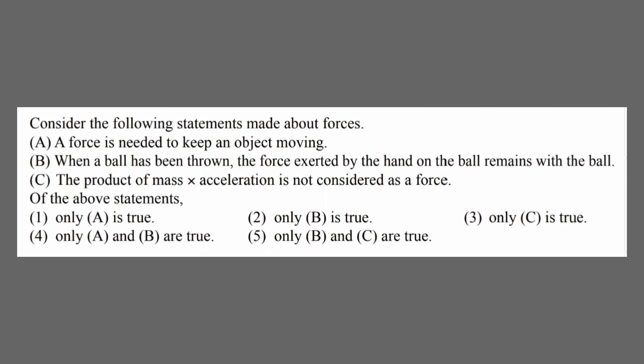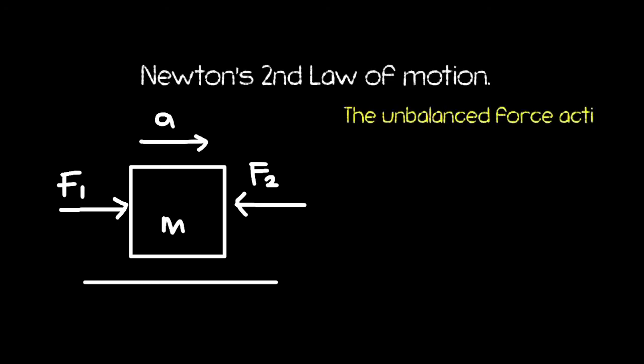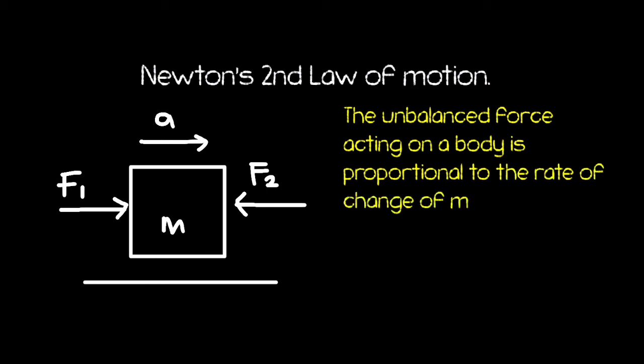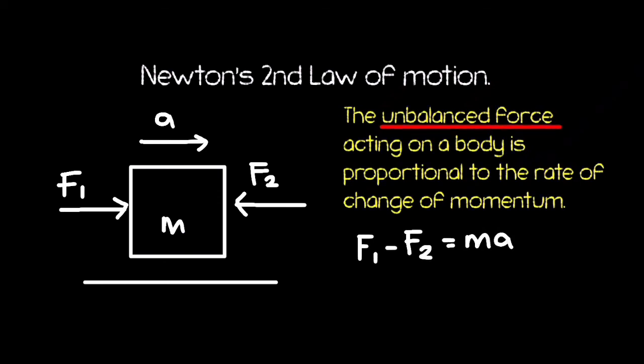That is wrong. What about statement C? The product of mass into acceleration is not considered as a force. Let us see. What is Newton's second law of motion? It says that the unbalanced force acting on a body is proportional to the rate of change of momentum. Underline the unbalanced force. So it is the resultant force that is proportional to mass into acceleration. For example, if F1 and F2 are equal, we will have resultant force as 0, therefore mass into acceleration is also 0. Yet we have the forces F1 and F2. So mass into acceleration is not a force, it is the resultant force.